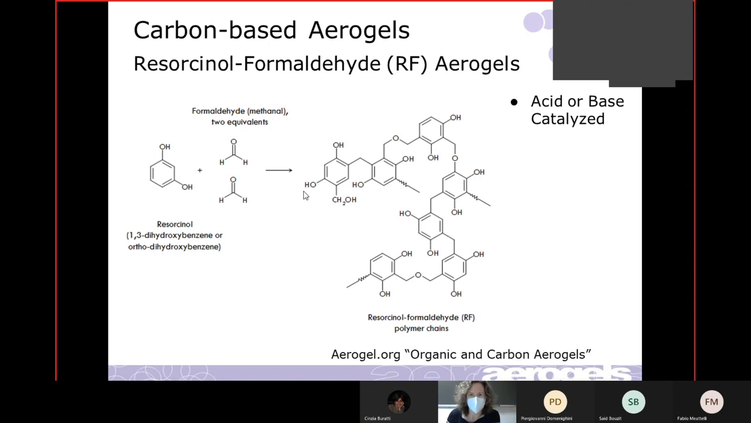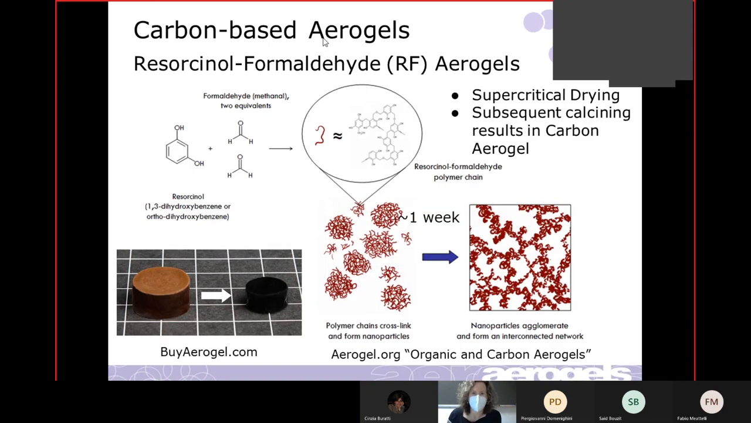Well, again, now we're just blowing it up. And now we're going to use this squiggle here to mean the polymer chain. Okay? And so polymer chains are formed. And then those polymer chains start reacting, cross-linking between the different chains to make nanoparticle clusters. Okay, so this is our sol. And after about a week, they agglomerate to form an interconnected network of these polymer structures. And this would, of course, be three-dimensional, but we're showing it as two. Okay, so we now have a gel.